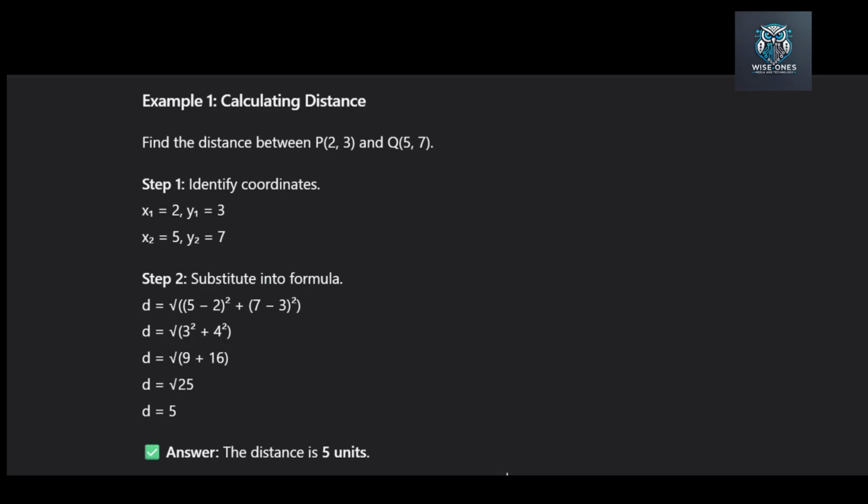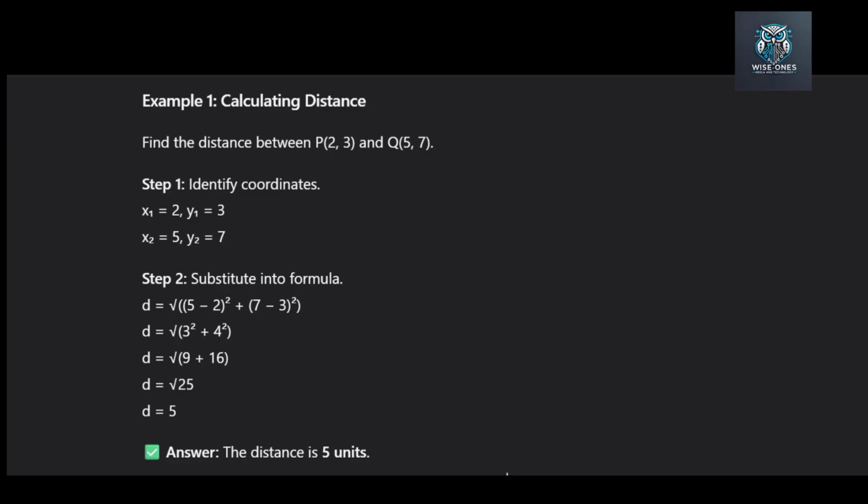Step 2. Substitute into the formula. We write d equals the square root of ((5 minus 2) squared plus (7 minus 3) squared). Now let us calculate inside the brackets first. 5 minus 2 is 3, 7 minus 3 is 4. So now we have d equals the square root of (3 squared plus 4 squared).